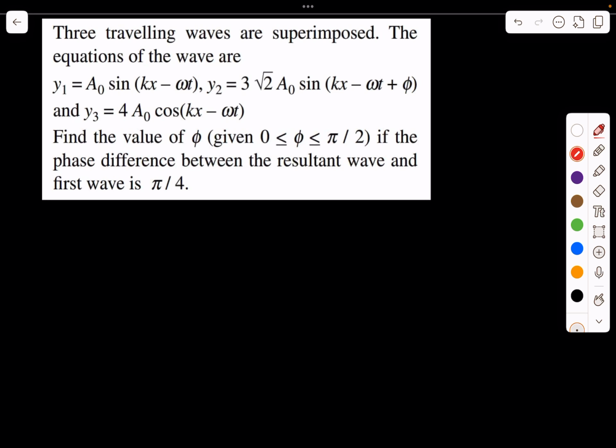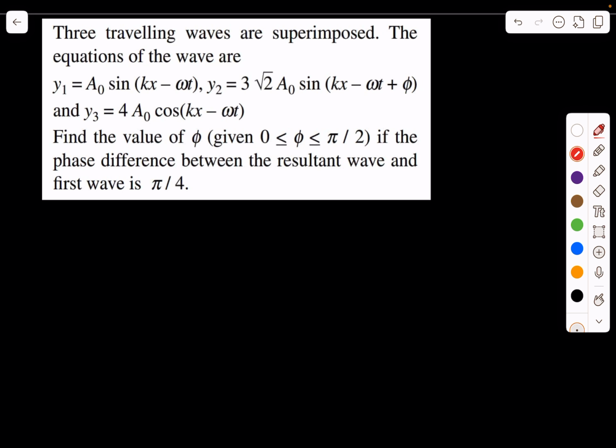Hello everyone, we have a problem from the chapter waves. Three traveling waves are superimposed. The equations of the waves are y1 equal to a naught sine kx minus omega t, y2 equal to 3 root 2 a naught sine kx minus omega t plus phi, and y3 is 4 a naught cos kx minus omega t. We have to find the value of phi, where phi lies in between 0 and pi by 2, if the phase difference between the resultant wave and the first wave is pi by 4.